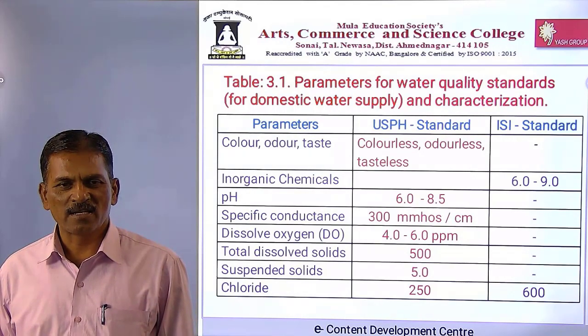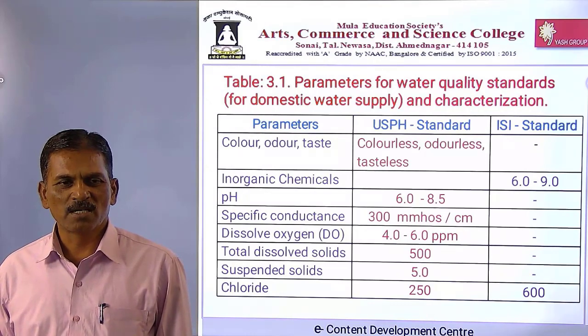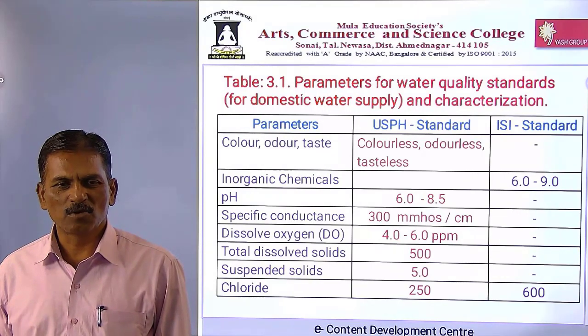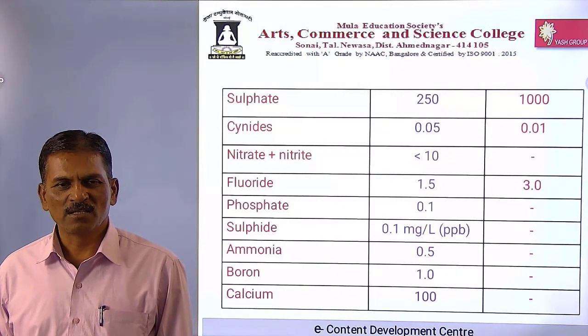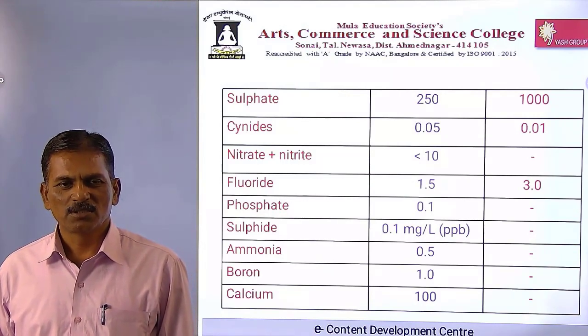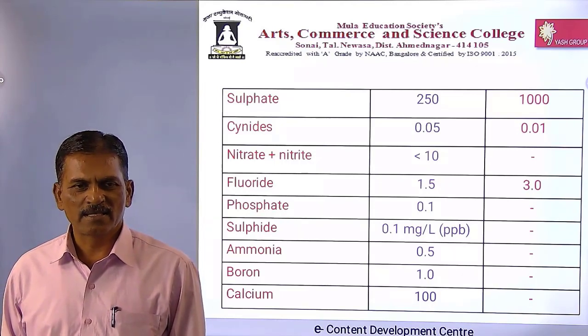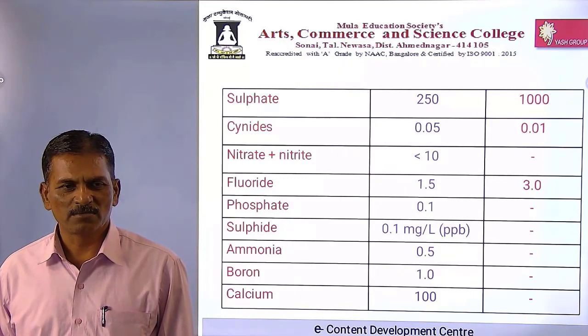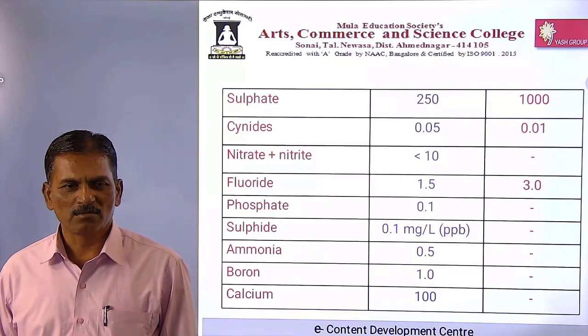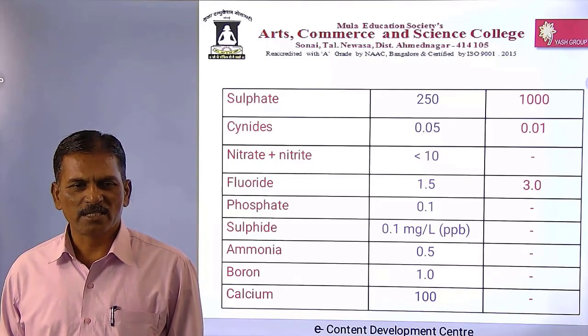Inorganic chemicals: pH, ISI standard 6 to 9, USPHS 6.0 to 8.5; specific conductance 300; dissolved oxygen DO 4 to 6 ppm; total dissolved solids 500 ppm; suspended solids 5 ppm; chlorides 250 ppm and 600 ppm; sulfate 250 ppm, 1000 ppm; cyanide 0.0 ppm, 0.01 ppm; nitrate and nitrite less than 10 ppm; fluoride 1.5 ppm, 3 ppm; phosphate 0.1 ppm; sulfide 0.1 milligram per liter; ammonia 0.5; boron 1 ppm; calcium 100 ppm.